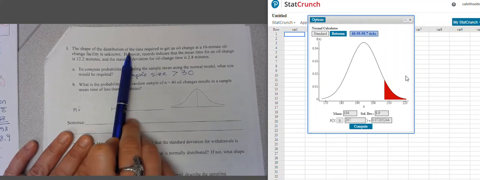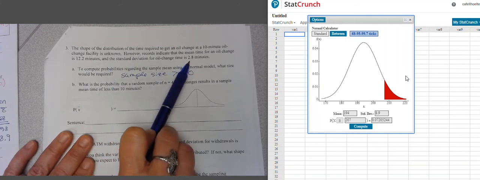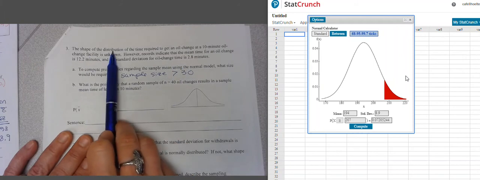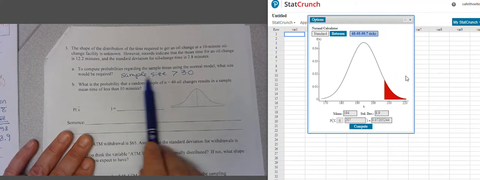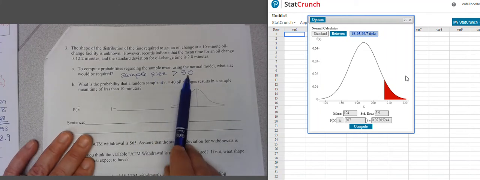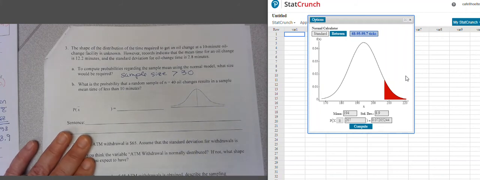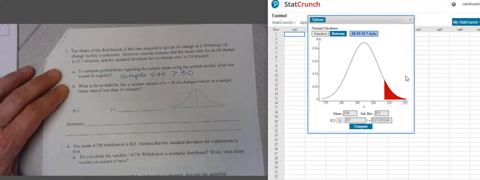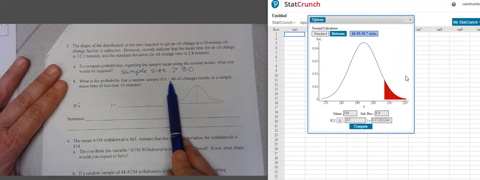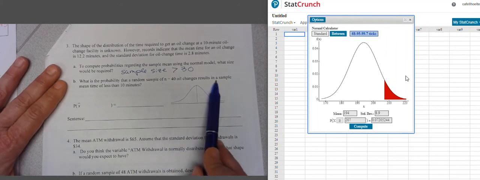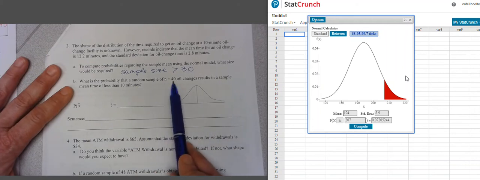So we've collected data on the average time to change oil, and it turned out to be 12.2 minutes with the standard deviation, but we don't know for sure the shape of this distribution. Is it normal? Is it right skewed or left skewed? But by the central limit theorem, as long as we have a sample size greater than 30, we can apply what we know about the normal distribution to figure out these probabilities. The next part of the question asks, what is the probability that a random sample of n equals 40, so that would be 40 oil changes, results in a sample mean time of less than 10 minutes? We can do this because we have a sample size greater than 30.